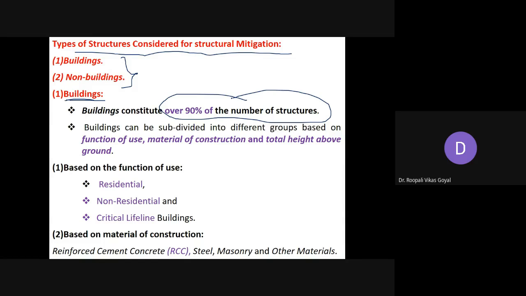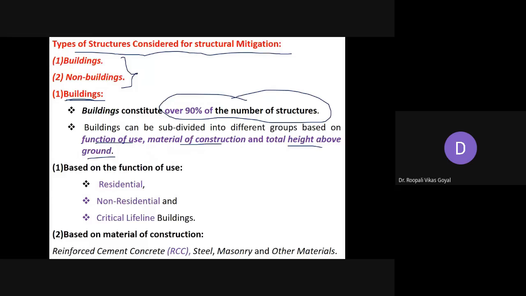So for that, there are three groups that are generally given. The first is based on function of use: what is its function, for what use the building is being used. Second is material of construction, which kind of material you are using for the construction of the building. And third is total height above ground, because the measures to be applied would be different for different types of structures.